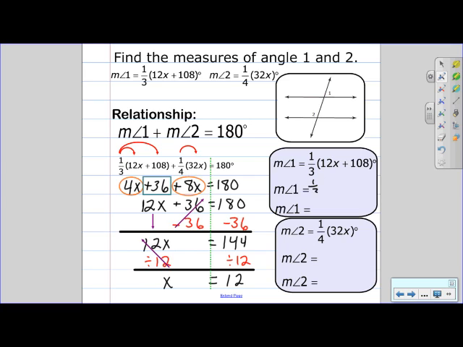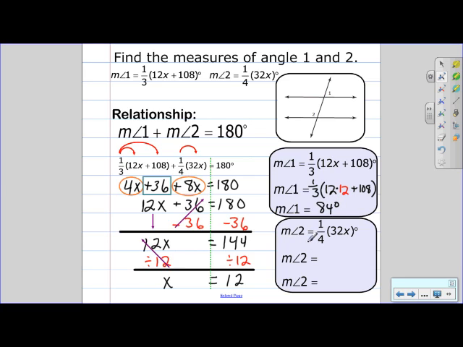So 1/3 parentheses 12, and we're going to be multiplying by x, which in this case is 12, and then add in 108. So once we do the math here, do our algebra in our calculator, we will get 84 degrees.